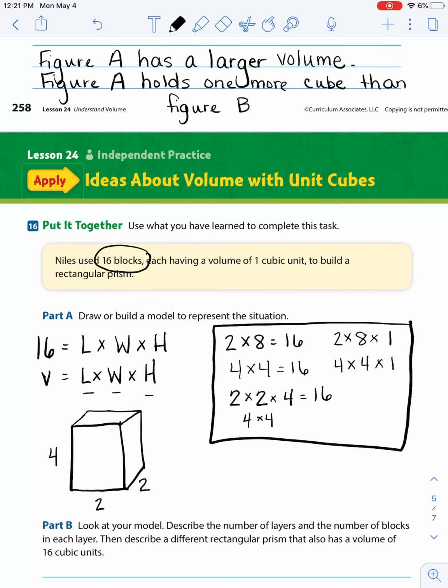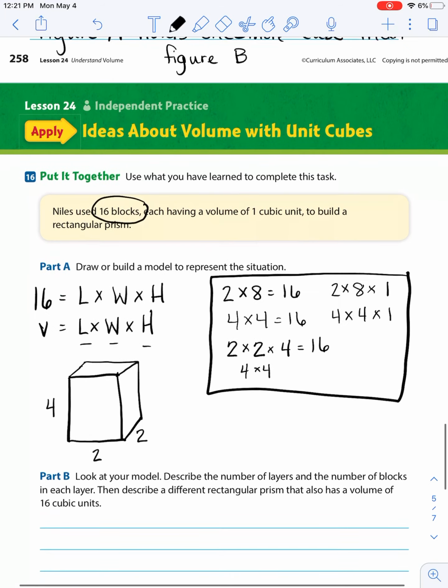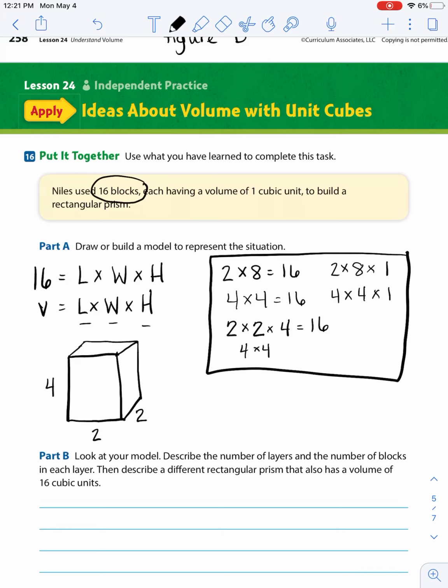Okay? Look at your model. Describe the number of layers and the number of blocks in each layer. Then describe a different rectangular prism that also has a volume of 16 cubic units. What's really funny about that, boys and girls, is I was just thinking that I might say to you, it's always good to play around with some of your options because you never know if they might ask you to try a different one. And sure enough, here we are with a different one. So we came up with 3, a 2 by 8 by 1, a 4 by 4 by 1, and a 2 by 2 by 4.